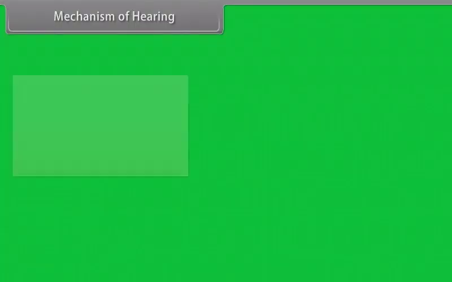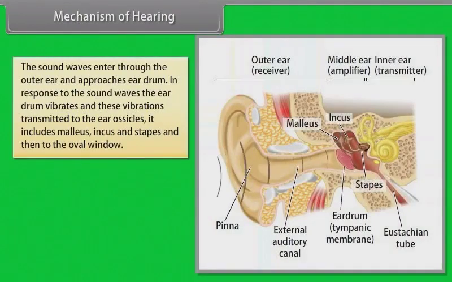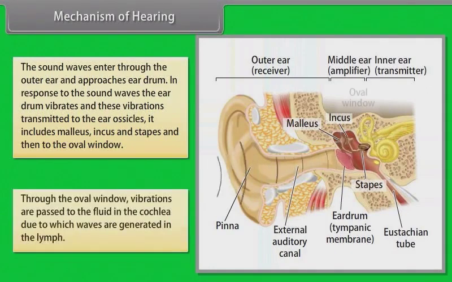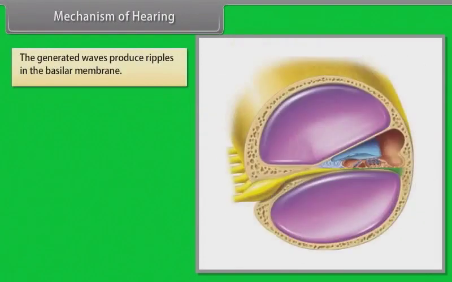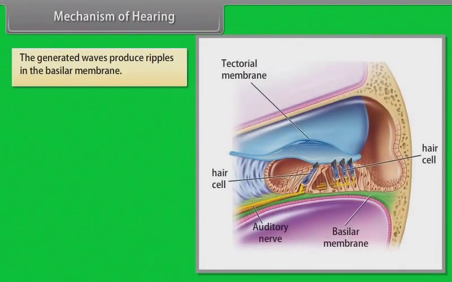Mechanism of hearing. The sound waves enter through the outer ear and approach the eardrum. In response to the sound waves, the eardrum vibrates, and these vibrations are transmitted to the ear ossicles. It includes the malleus, incus, and stapes, and then the oval window. Through the oval window, vibrations are passed to the fluid in the cochlea, due to which waves are generated in the lymph. The generated waves produce ripples in the basilar membrane.